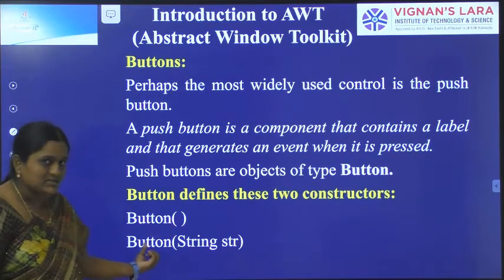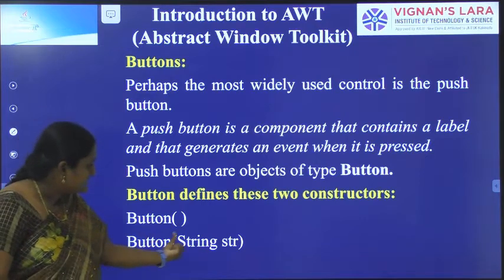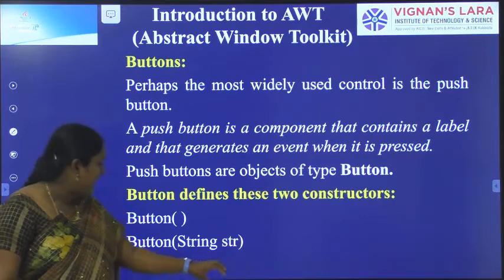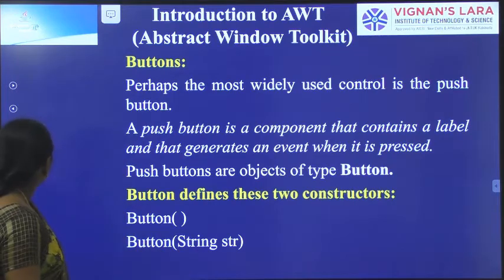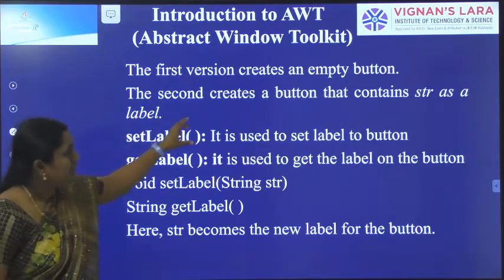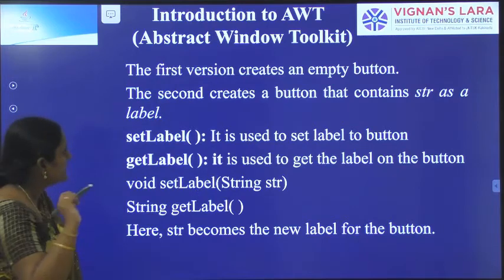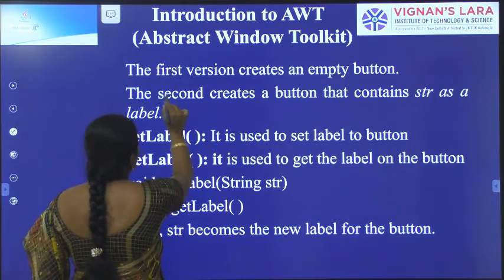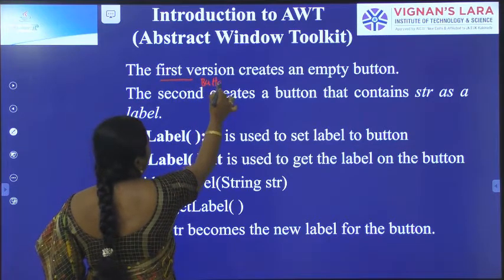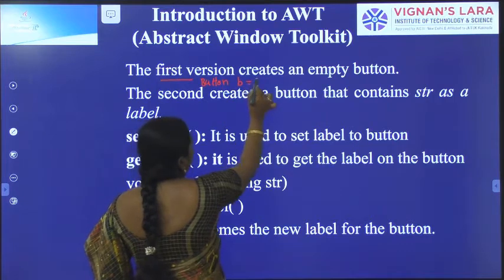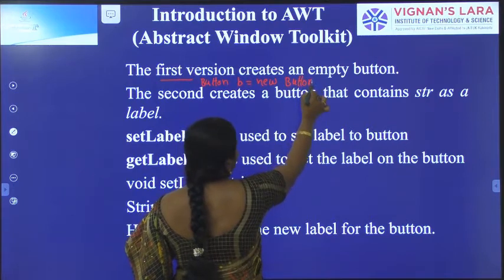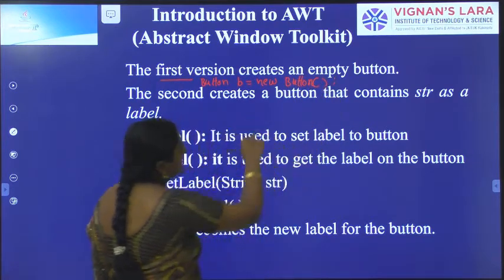Here we have two constructors. The first one is the default constructor. The second one is Button(String). Here a string is an argument supplied to the button constructor. The first creates an empty button. Suppose I am creating an object of the button class: Button b = new Button(). Button is a class. With respect to the class, we can create an object. So it is a default constructor.